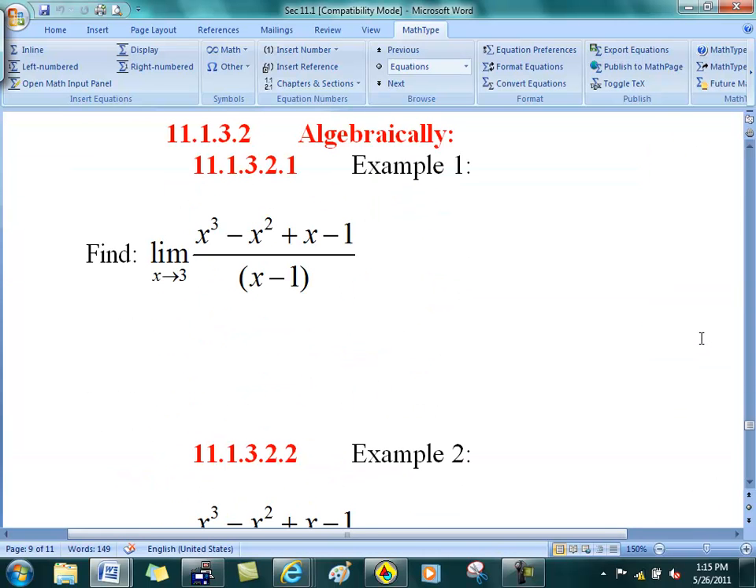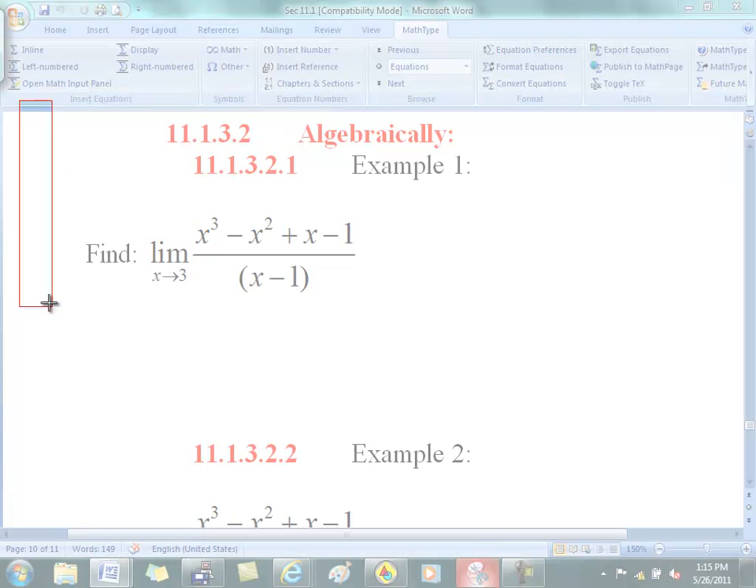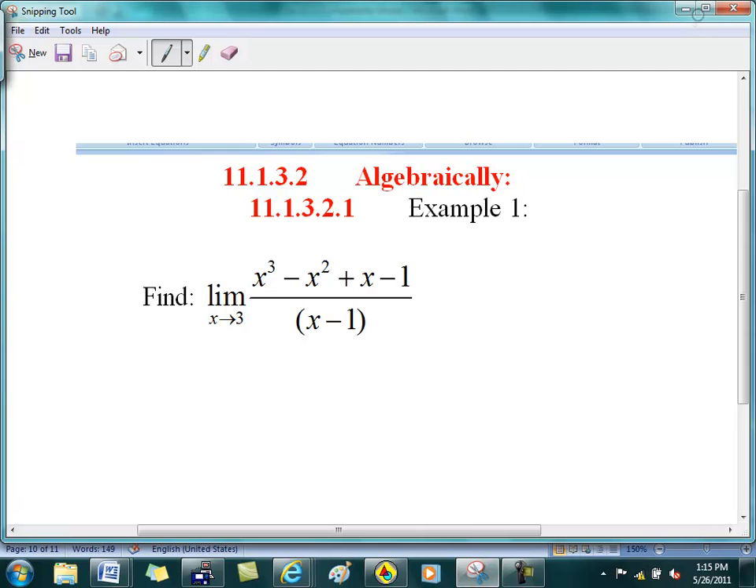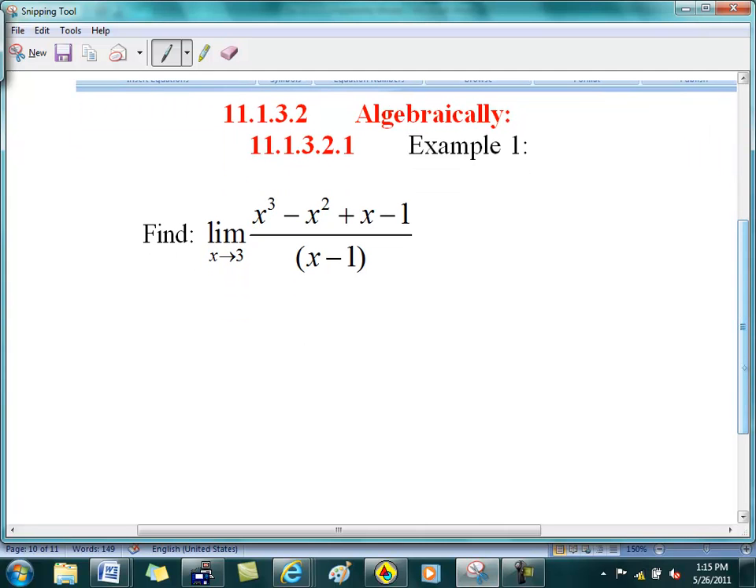Okay, now we're going to do it algebraically. Now algebraically, you may think it's really tricky and challenging, but it's not. It really boils down to plug it in, plug it in.